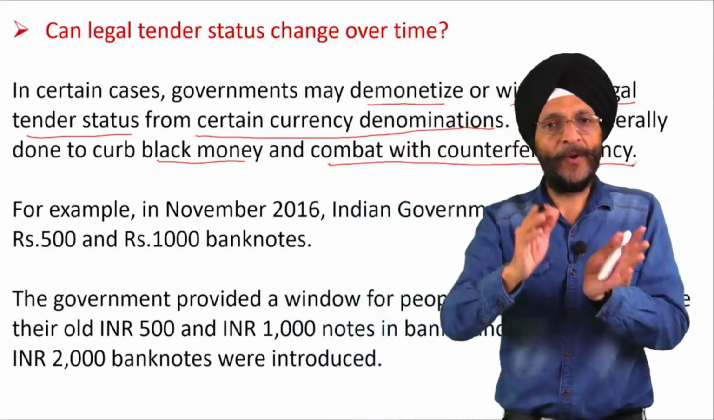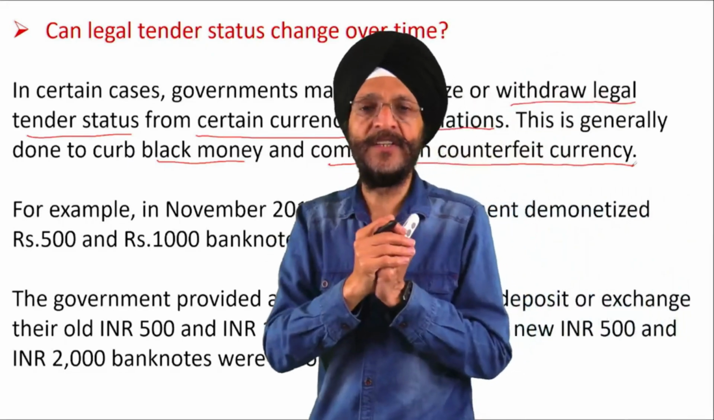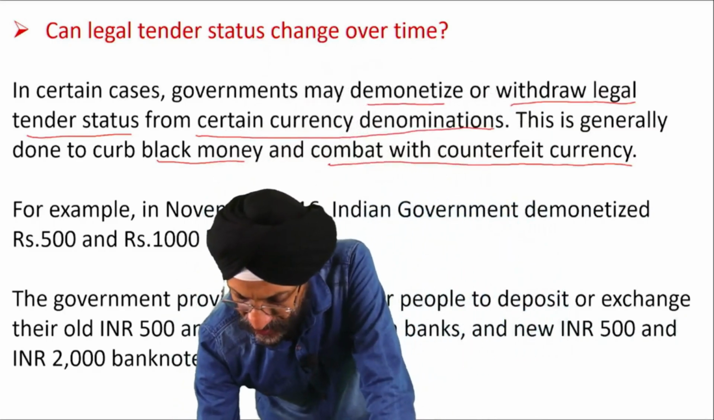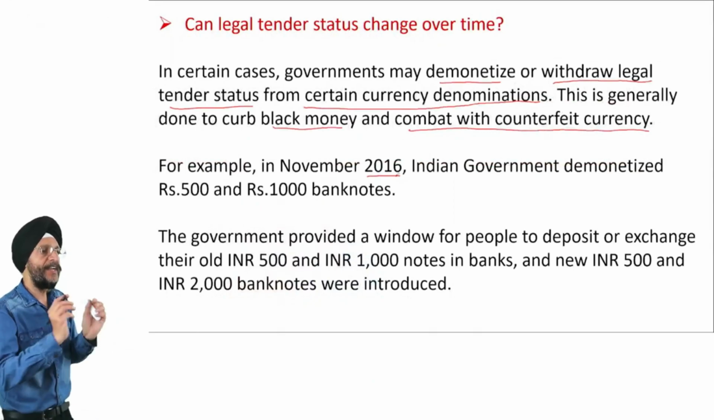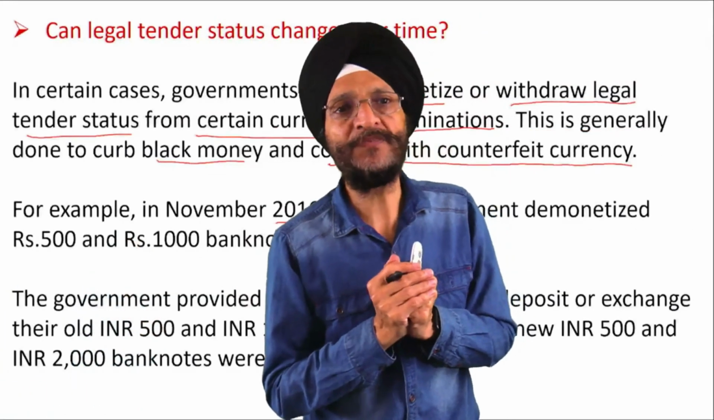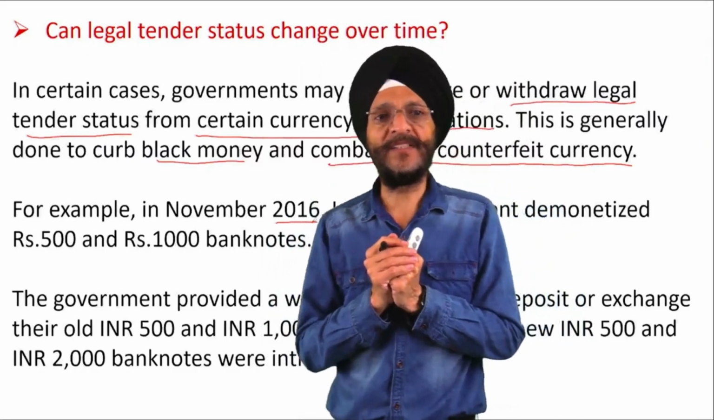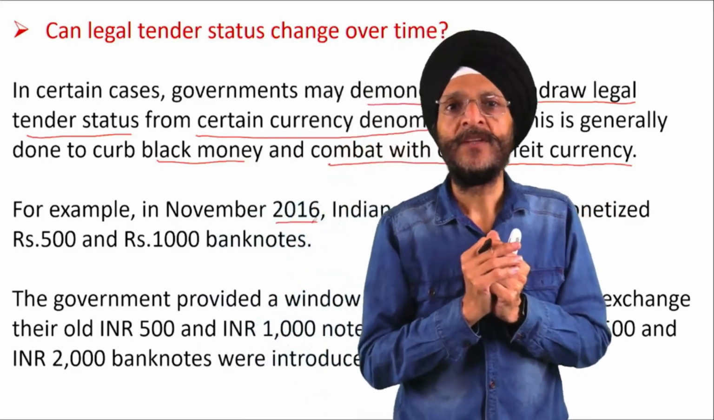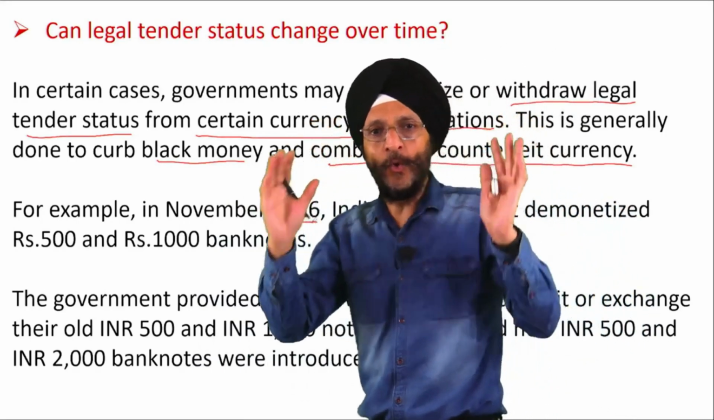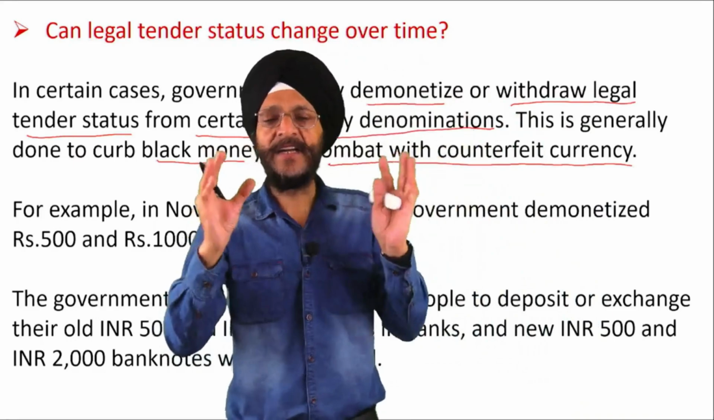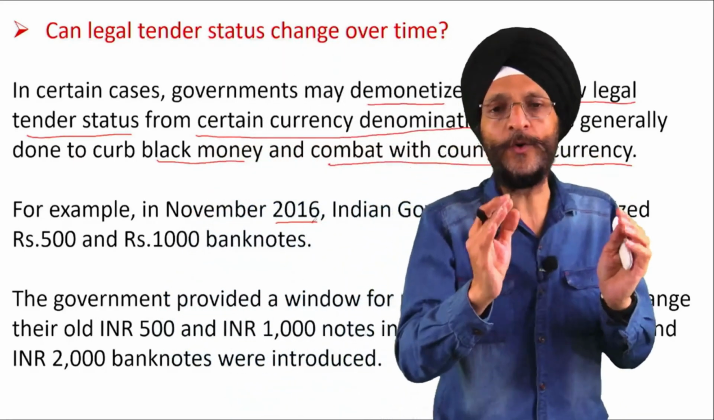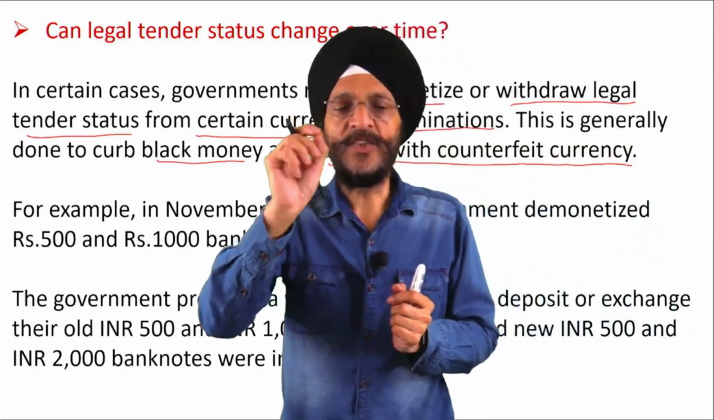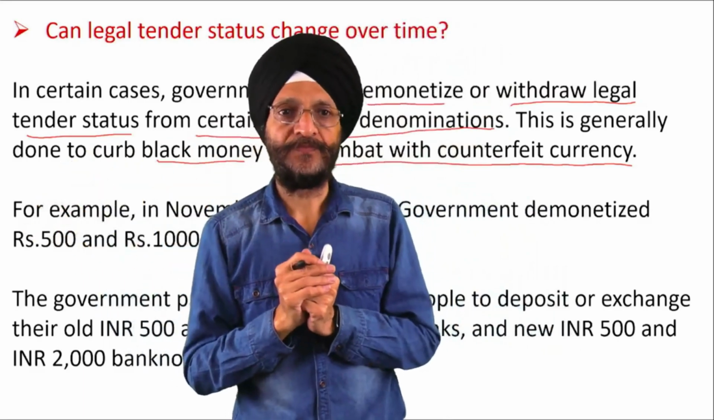We have an example of it in our history so far as India is concerned. In November 2016, the Indian government demonetized rupees 500 and rupees 1000 banknotes. It means that in November 2016, the Indian government withdrew the legal tender status which it had accorded to the 500 rupee currency note and the currency note of 1000 denomination.